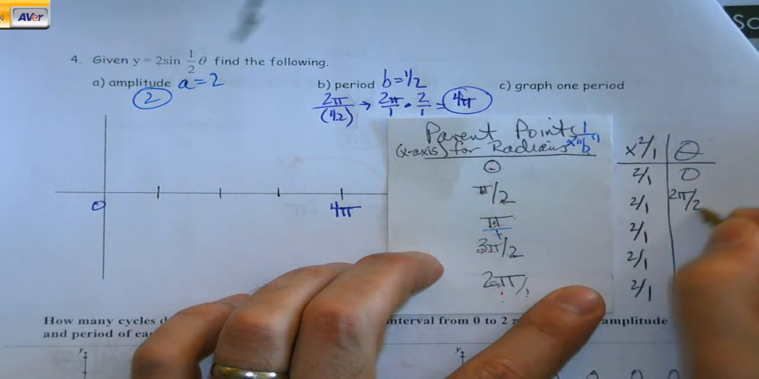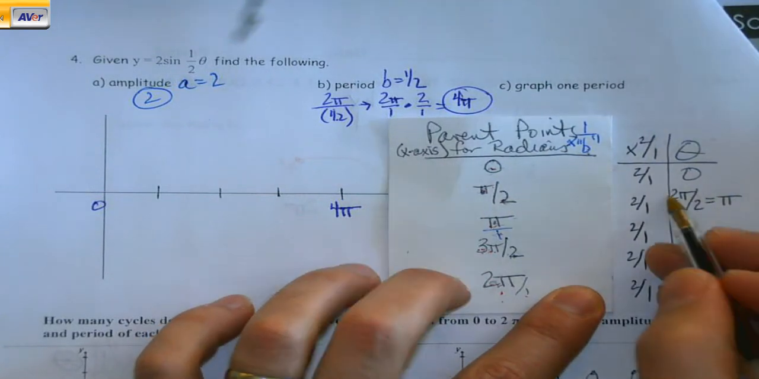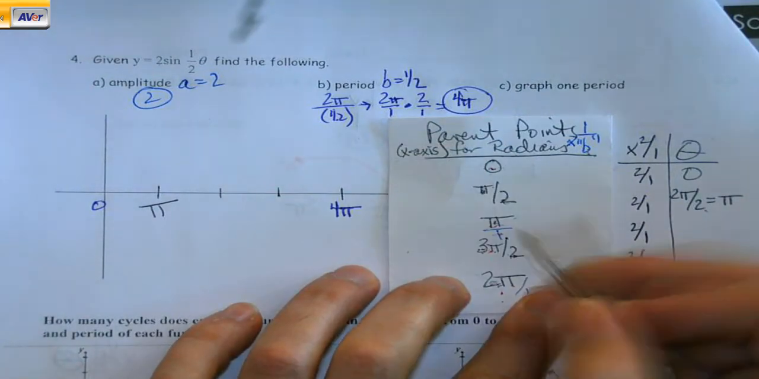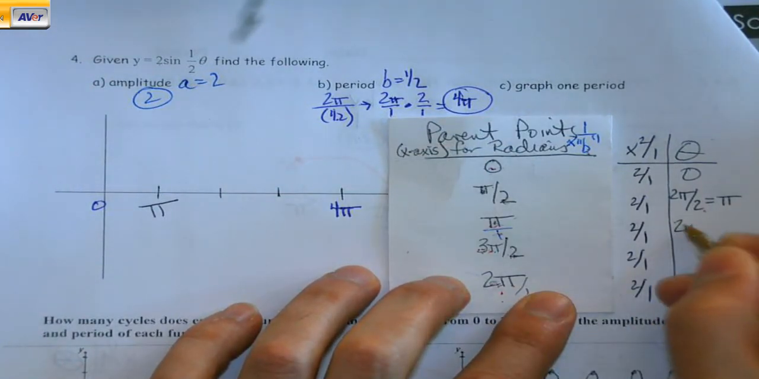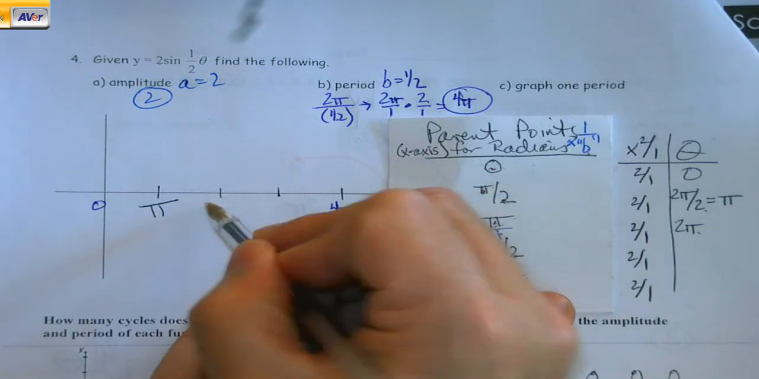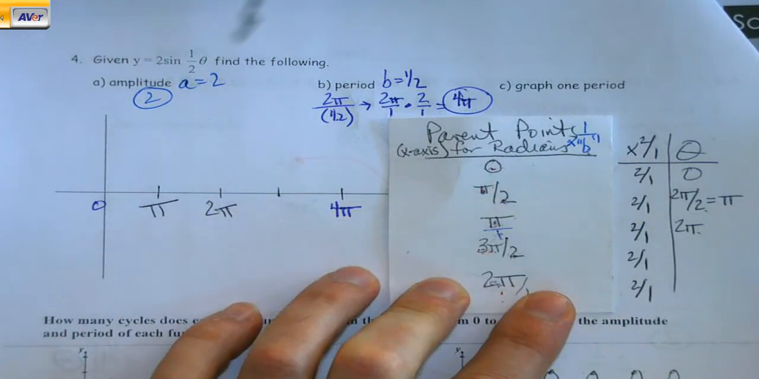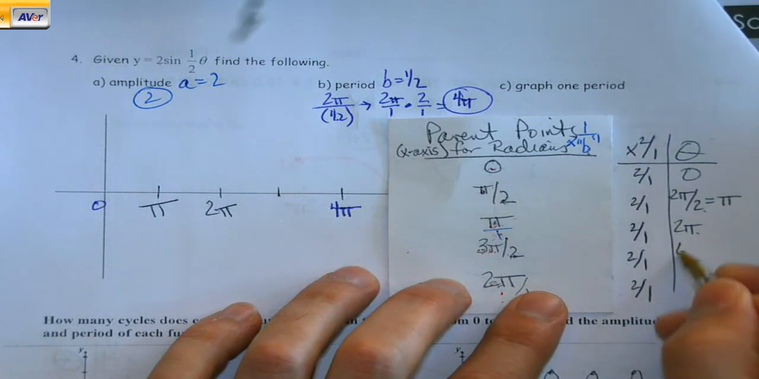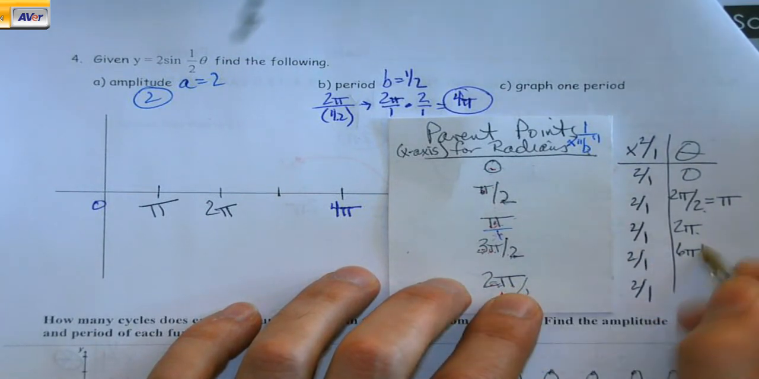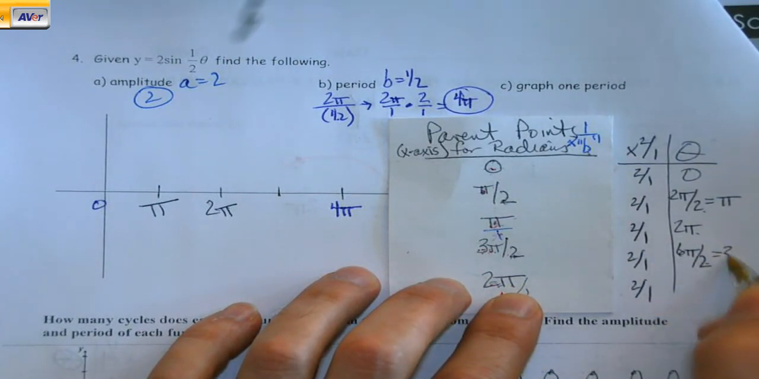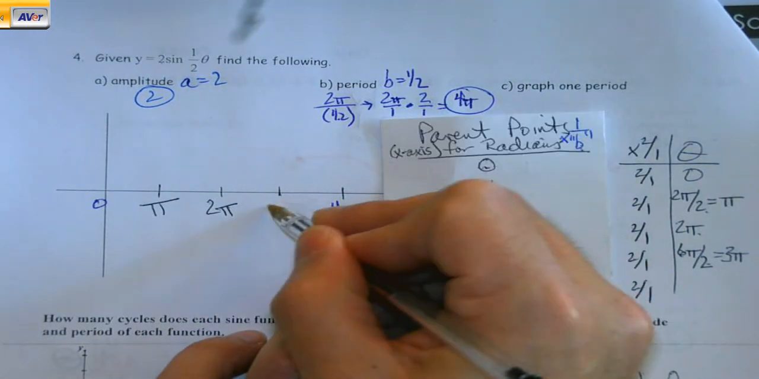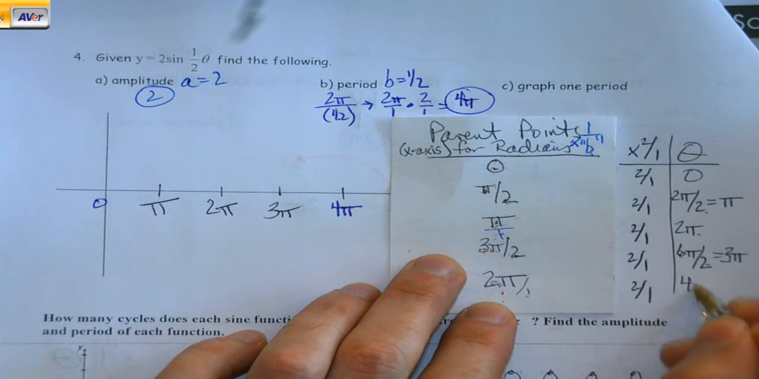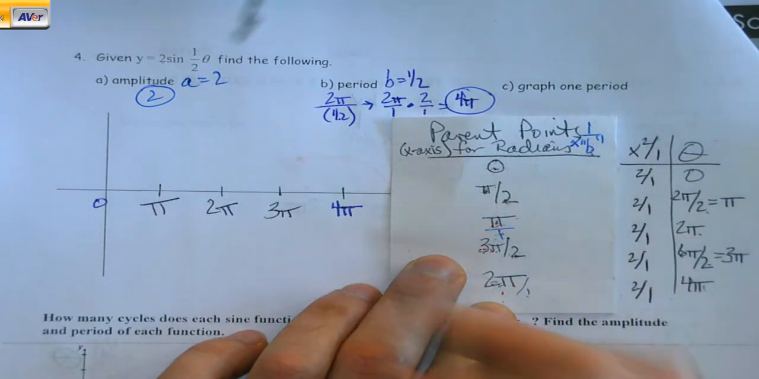2 times 1 is 2. But that reduces. 2 divided by 2 is 1. So that's just pi. Pi times 2 is 2 pi. 1 times 1 is 1. 2 pi. 3 pi times 2, 6 pi. 2 times 1 is 2, but 6 divided by 2 reduces to 3 pi. And now again, the moment of truth. 2 times 2 is 4 pi. 1 times 1 is 1.